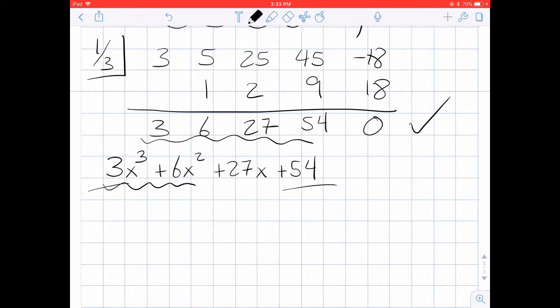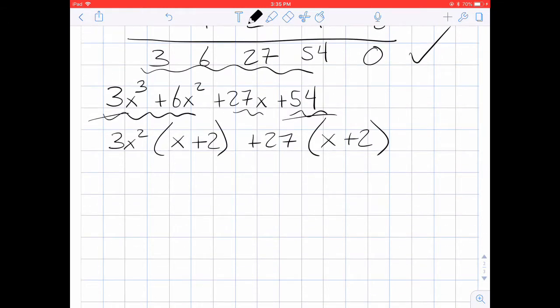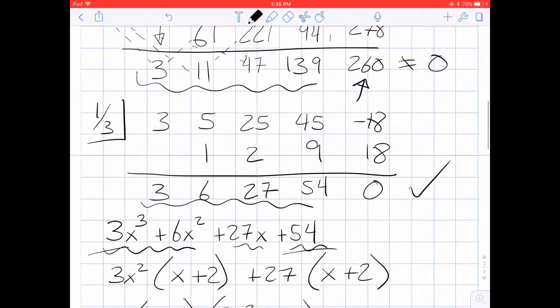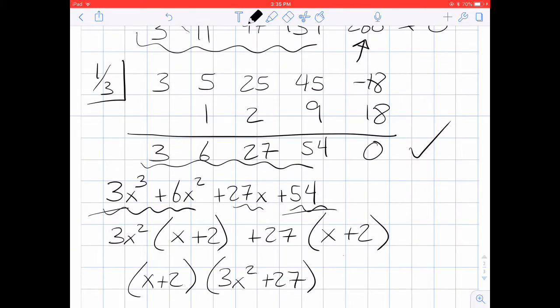From these first two terms, I can pull out a 3x squared. I'll be left with an x plus 2. And from these third and fourth terms over here, I can pull out a 27, which is going to leave me with x plus 2. They have an x plus 2 in common, which is great. I'm going to factor that out. And then I have 3x squared plus 27. So these are the two factors in addition to the x minus 1/3 that will get me back to my original polynomial.